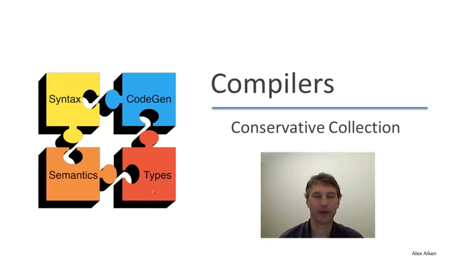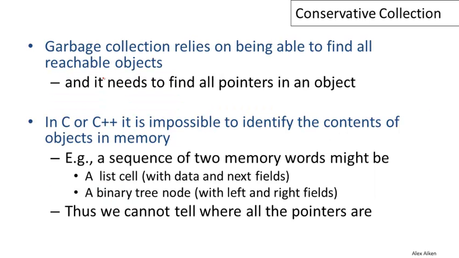In this very short video, I'm going to say a few words about a technique called conservative garbage collection that can be used for languages like C and C++. To review, automatic memory management relies on being able to find all the reachable objects. And it also needs to be able to find all the pointers in an object.